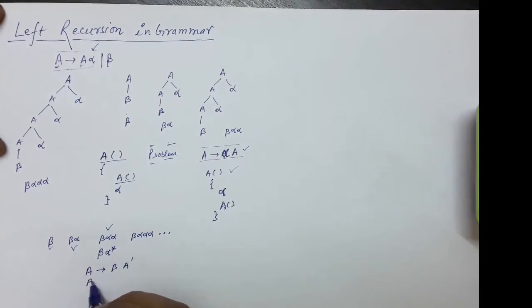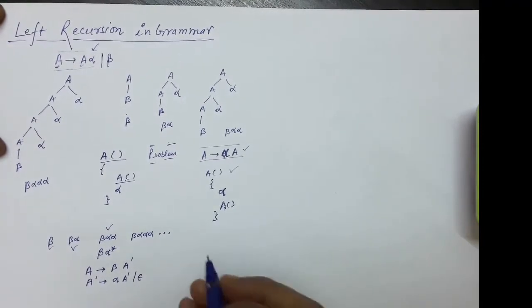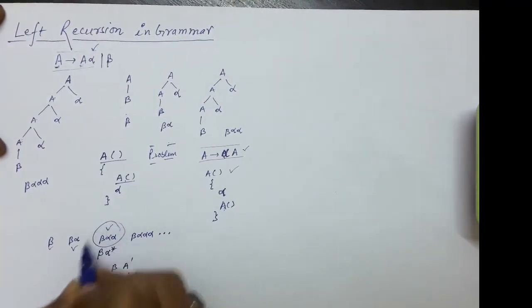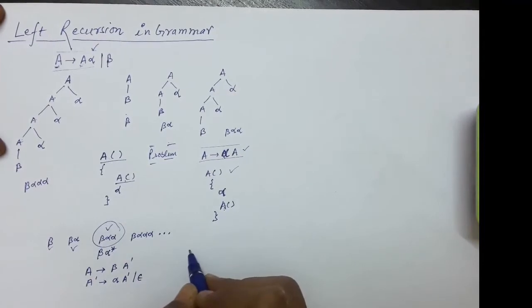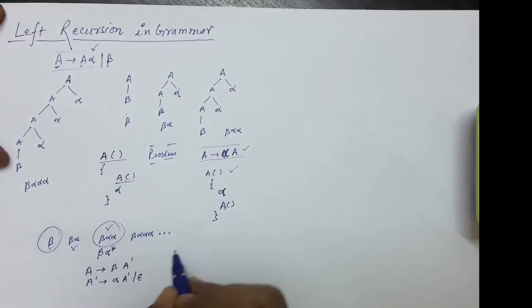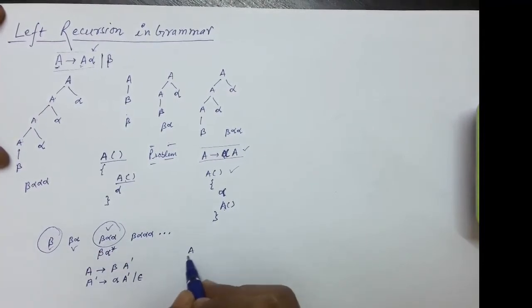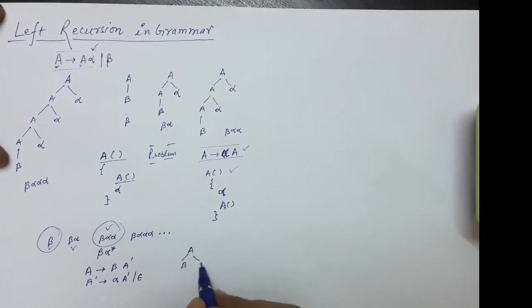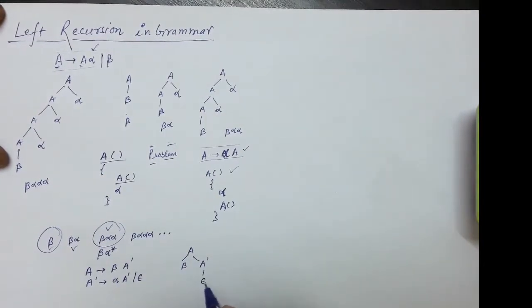So how we will be writing this A dash will be: A dash produces alpha A dash, and then epsilon. Let us suppose we have to find out this string beta alpha alpha. So how we'll find it? First, let's say for beta. So A produces beta A dash, and then this A dash can take epsilon.